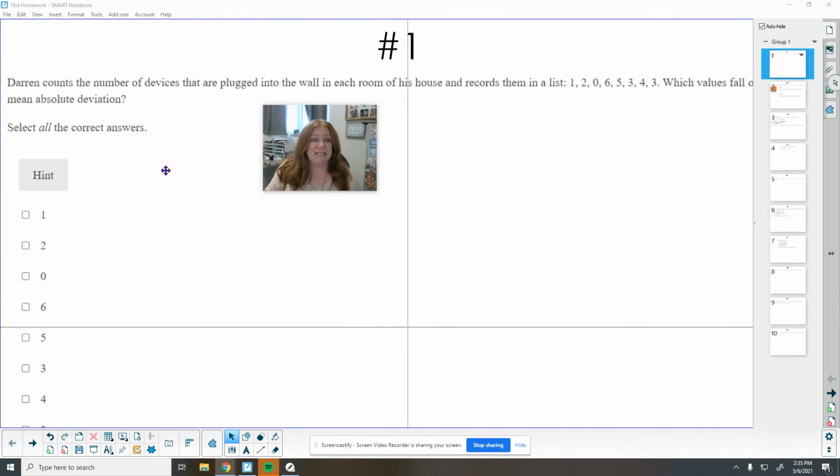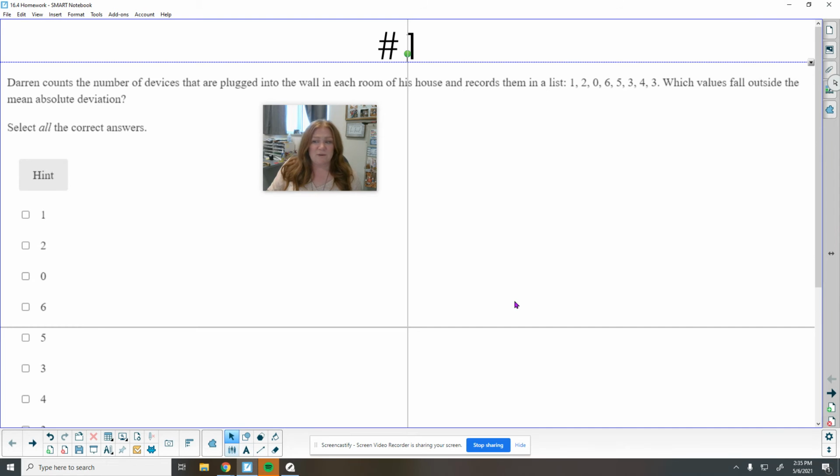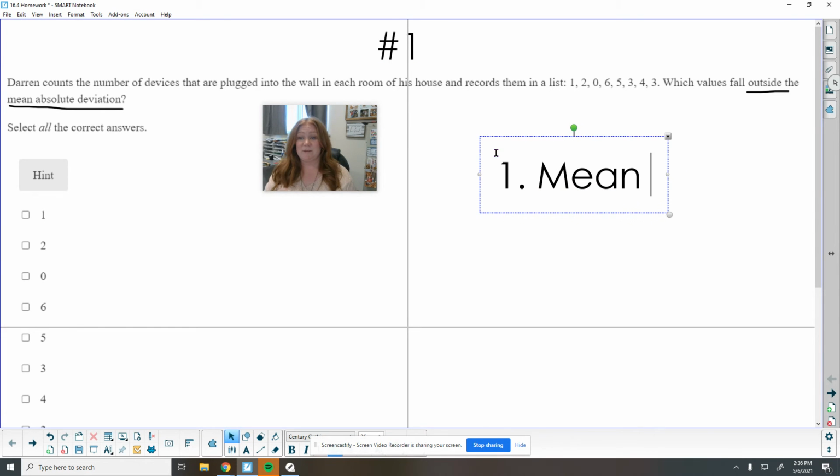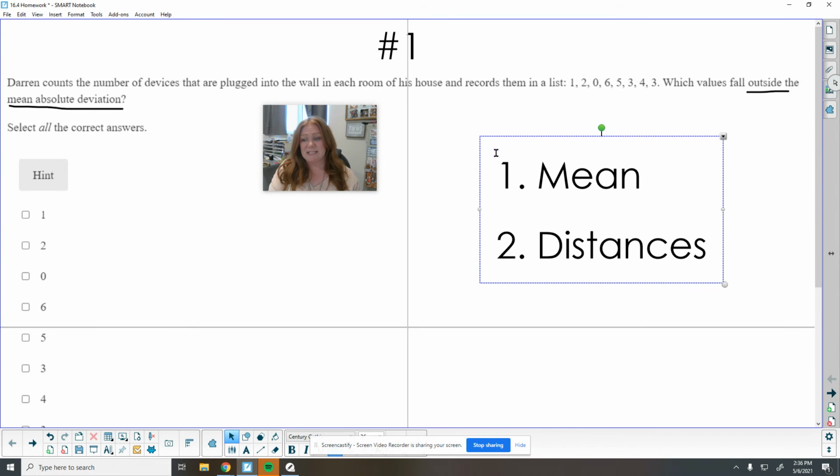Number one says that Darren counts the number of devices that are plugged into the wall in each room of his house and records them in this list. Which values fall outside of the mean absolute deviation? To find our mean absolute deviation, first we need to find the mean. So we're going to add up those numbers and then divide by how many there are. That's our average.